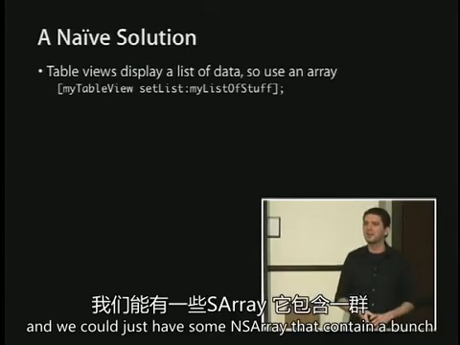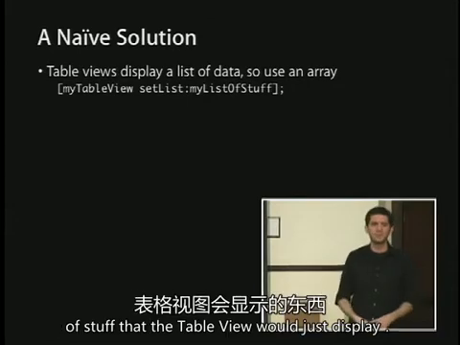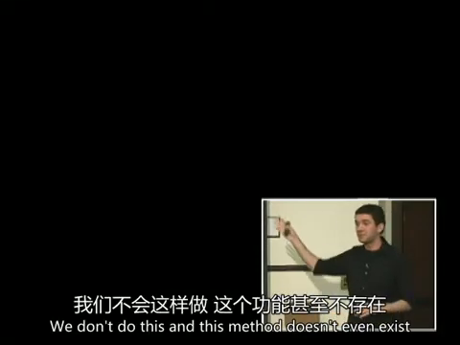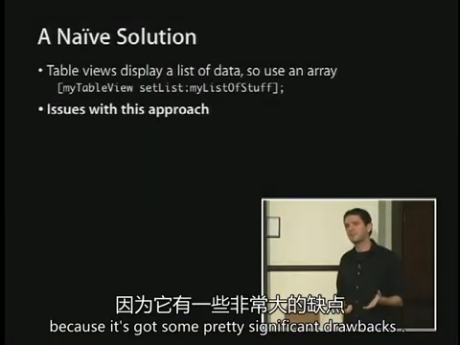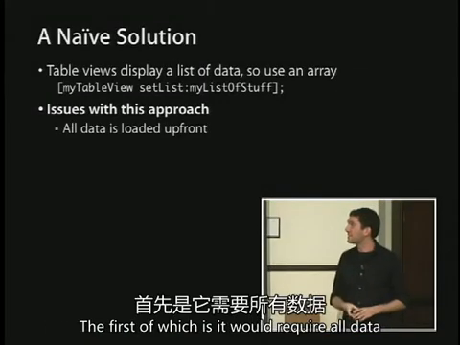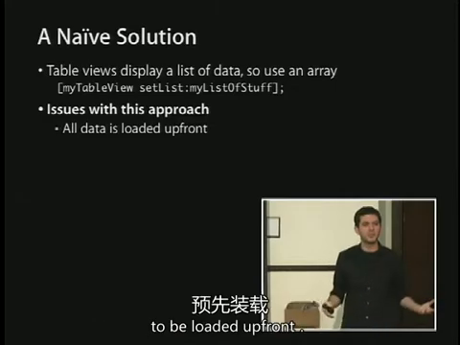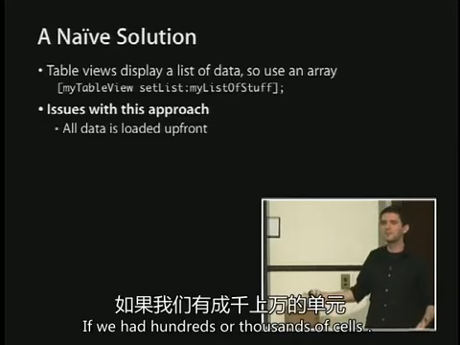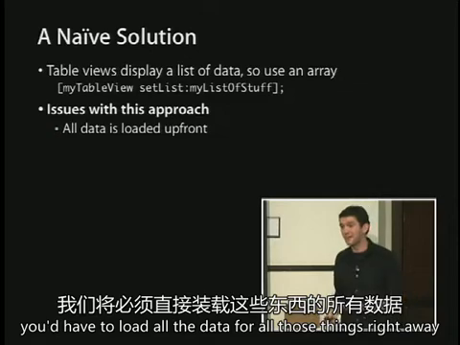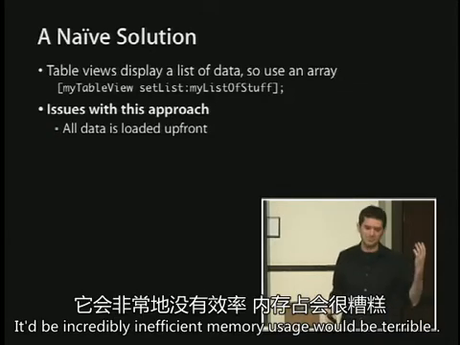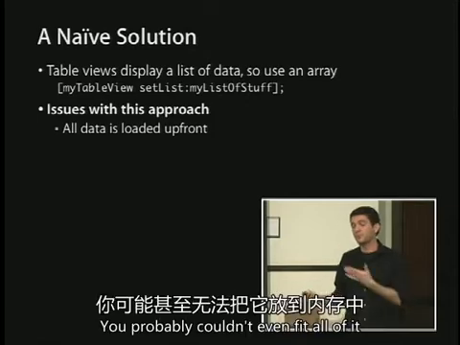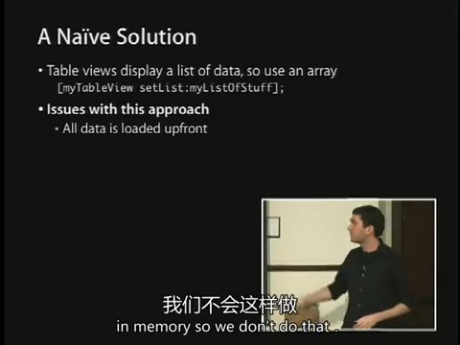And we could just have some NSArray that contained a bunch of stuff that the table view would just display. We don't do this, and this method doesn't even exist because it's got some pretty significant drawbacks. The first of which is it would require all data to be loaded up front. If we had hundreds or thousands of cells, you'd have to load all the data for all those things right away and give it to the table view. It'd be incredibly inefficient. Memory usage would be terrible. You probably couldn't even fit all of it in memory. So we don't do that.